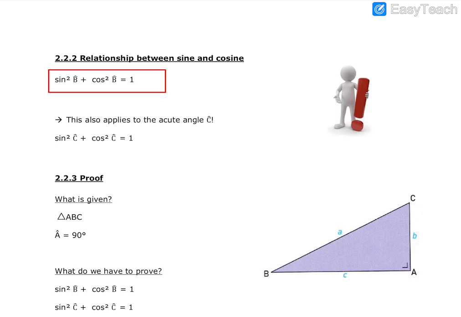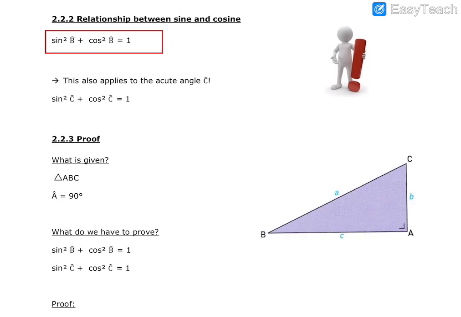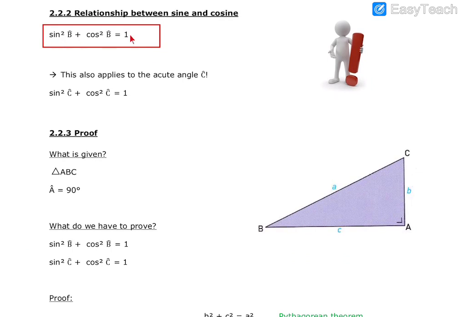Don't be afraid, it's not a very difficult proof. It is quite straightforward. So, this is true. The sine squared of an acute angle plus its cosine squared equals 1. It's also true for the other acute angle, of course. Now we're going to prove that. We have our right-angled triangle, right-angled in A, so A equals 90 degrees. And we're going to prove these two things.